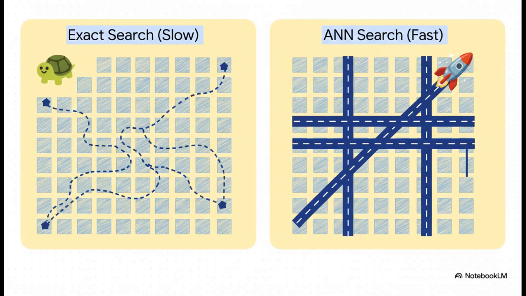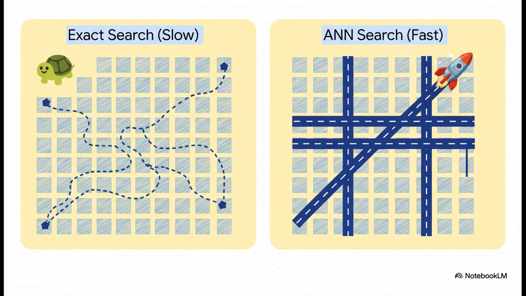Instead of doing an exact, perfect search, which is kind of like driving to every single house in a city to find one address, these databases use a shortcut called Approximate Nearest Neighbor, or ANN. I love this analogy. Think of it like a highway system with multiple levels.